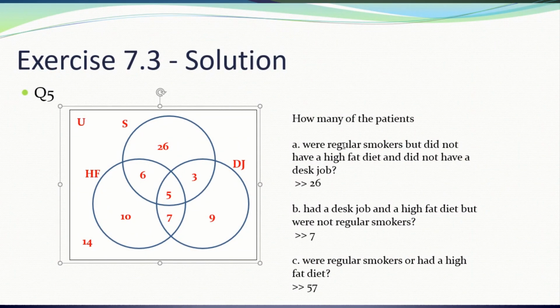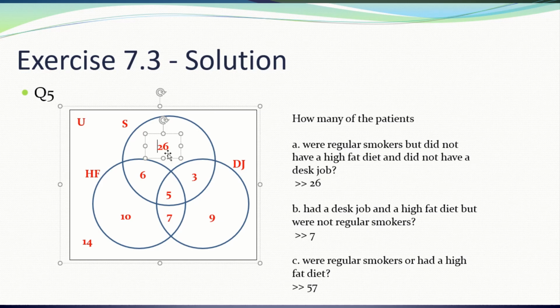How many patients were regular smokers but did not have a high-fat diet and did not have desk job? That means they were just smokers, which is 26. Had a desk job and a high-fat diet but were not regular smokers. That means they got desk job and they got high-fat diet but they were not regular smokers. That is here. 7.